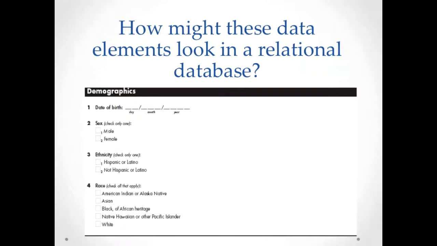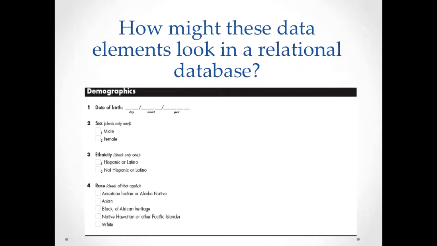There is a little trick of a question on here. Where it says check only one, that's a data element. Where it says check all that apply, that means they could check more than one. So in order to store that more intelligently, I would need one data element for each choice option if it says check all that apply.